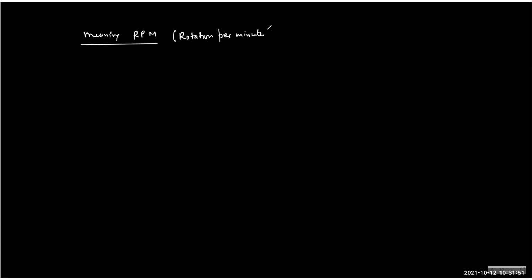So in order to solve questions, we need to convert into the SI unit, which is called radian per second. So n RPM, let's say n is the value of RPM given. One rotation is 2 pi, so n RPM is n into 2 pi. And 1 minute is 60 seconds, so we have to divide by 60. So this is the formula for converting RPM into radian per second. So n RPM we write as 2 pi n by 60 radian per second.